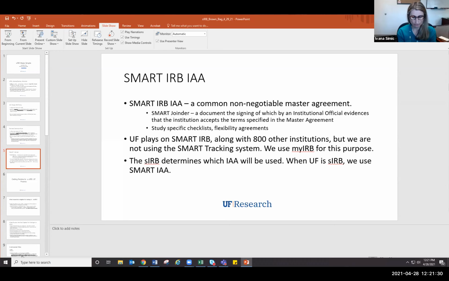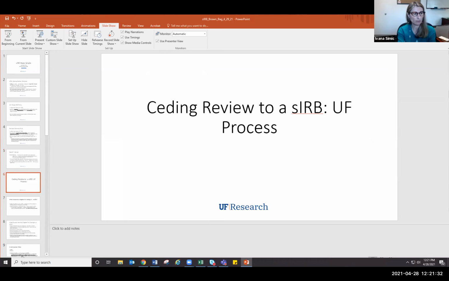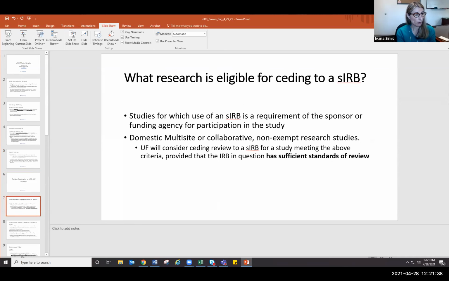Okay. If not, I'll move on to seeding review to a single IRB and what the UF process looks like. Well, first of all, I'd like to specify what research is eligible for seeding to single IRB. We have an investigator guideline that addresses this topic, that's very action guiding and answers most of the questions that people have about seeding review to single IRB of record.